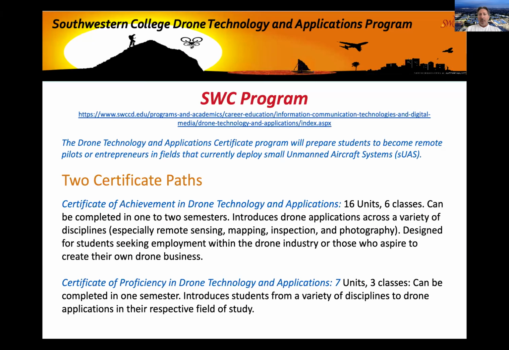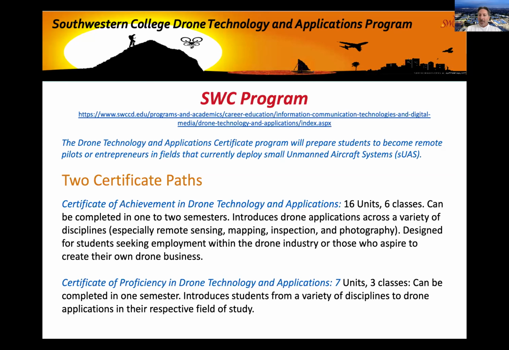So what is the Southwestern College program? We have 2 certificate paths. We don't offer an associate's degree, rather we offer certificates. We have a certificate of achievement in drone technology and applications, and then we have a certificate of proficiency. At Southwestern College, the achievement certificate is the one that's at the chancellor's office for California. The proficiency certificate is just in-house. It's something that we offer at Southwestern College. We can put it on our transcript, but it's not really recognized in California, but it is very good for students. If they want to go to a job, they can still say, I've got this certificate of proficiency from Southwestern College.